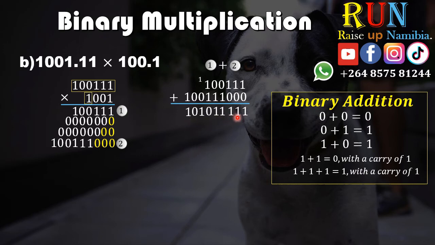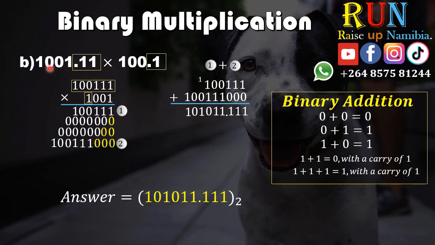Now basically, this is our final answer, but remember in the beginning we had a fractional part. Now how do we deal with that fractional part? I want you to check your example at the beginning. After each point, how many digits did we have in the two binary numbers? The first binary number, 1001.11, after the point had 2 digits. And the one it's being multiplied by has only 1 digit.